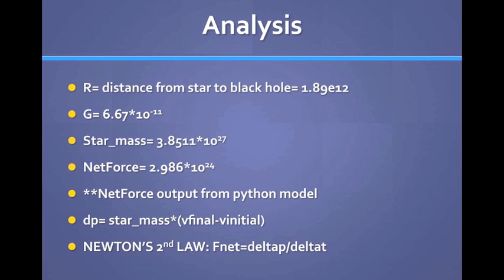So r, the distance from star to black hole, is 1.89 times 10 to the 12th, which we got from subtracting one of the points from the data to the location of the black hole. You see our other givens also. dp is the star's mass times the change in velocity, and Newton's second law shows that dp/dt is also equal to Fnet.